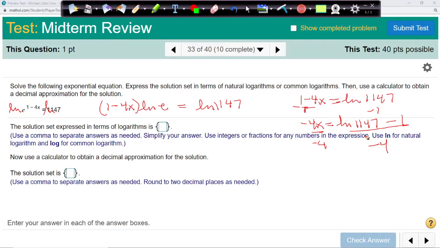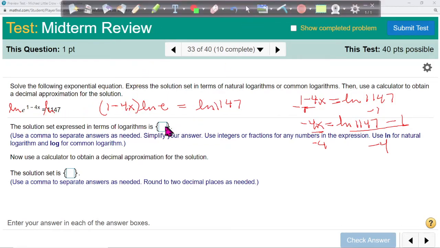That'll be our answer. That's what x equals. So the solution set expressed in terms of logarithms is, use a comma to separate answers as needed. Well, there's only one answer. And that's the nice thing about exponentials. They just have that J shape, you're only going to get one answer.